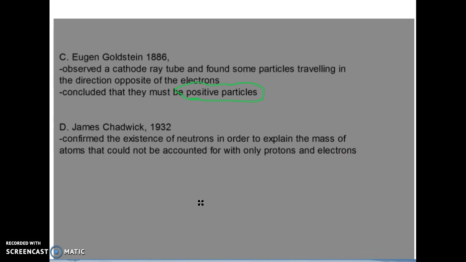And then James Chadwick, 1932, whenever I see the 1900s, I always think, well, that's not that long ago, because I'm old. He confirmed the existence of neutrons in order to explain the mass of the atom. By this time they were working on finding the mass of atoms, and they realized, oh my gosh, if we can count the number of protons, and we know what the mass is, then something's missing, right? Like it just doesn't make sense. And he said, apparently there are these neutral particles that aren't charged at all that contribute to that mass.